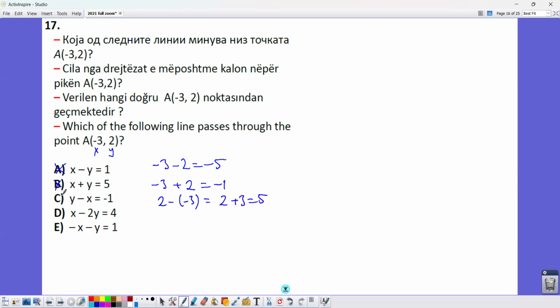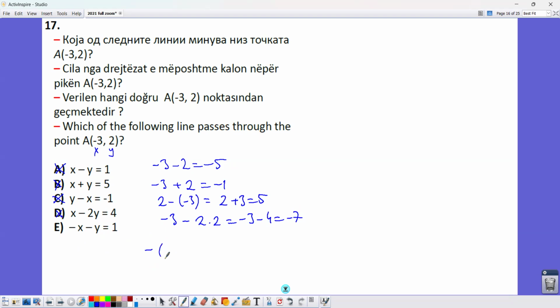As you see, it's not minus 1. Also, this one is not working. I'm coming to the D. So I have here minus 3 minus 2 times y is 2. So it is minus 3 minus 4, which is minus 7. As you see, it's not 4. So E will be our answer.